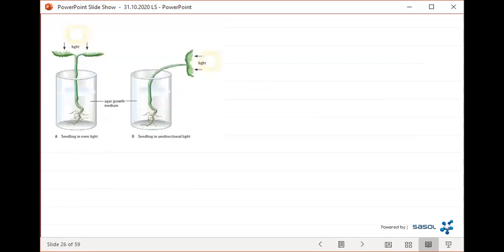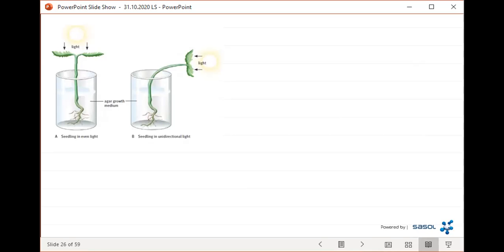Okay, so here we have an example. We have light here, which is distributed evenly upon a plant. So we have a seedling in even light, right? Now we can also see the straight or upward growth of this plant. Then in figure B, we have the seedling in unidirectional light, or what we call unilateral light. And we see that there is a bending reaction of the stem or the plant towards the light, or rather towards the direction of the light.